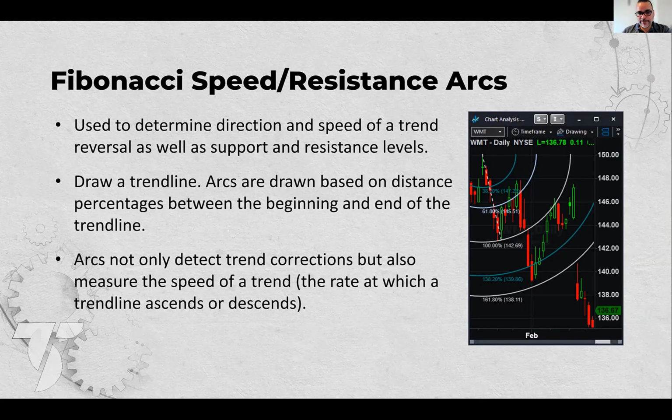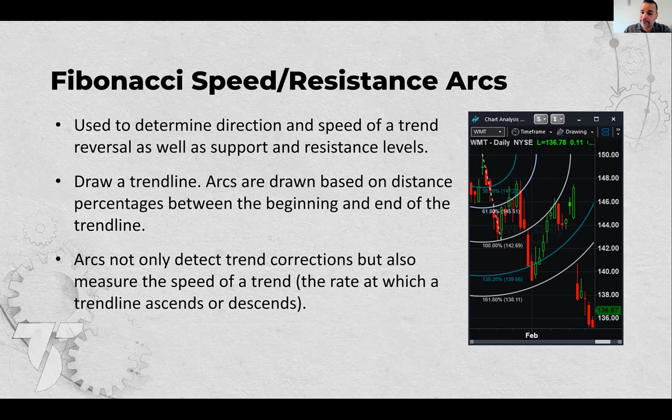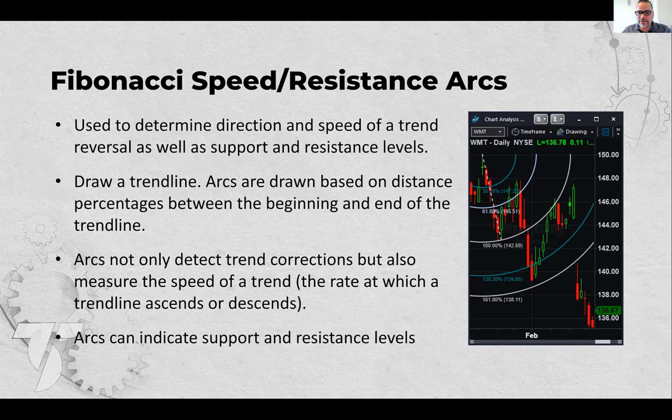The way that we draw it, let me go back here a moment. I was using the wheel and I went a little bit too fast. You draw a trend line, and the arcs are drawn based on distance percentages between the beginning and the end of the trend line. Arcs not only detect trend corrections, but also measure the speed of a trend, the rate at which a trend ascends or descends. And arcs can indicate support and resistance levels as well. So how do we draw this? And how is it calculated based on the Fibonacci levels?